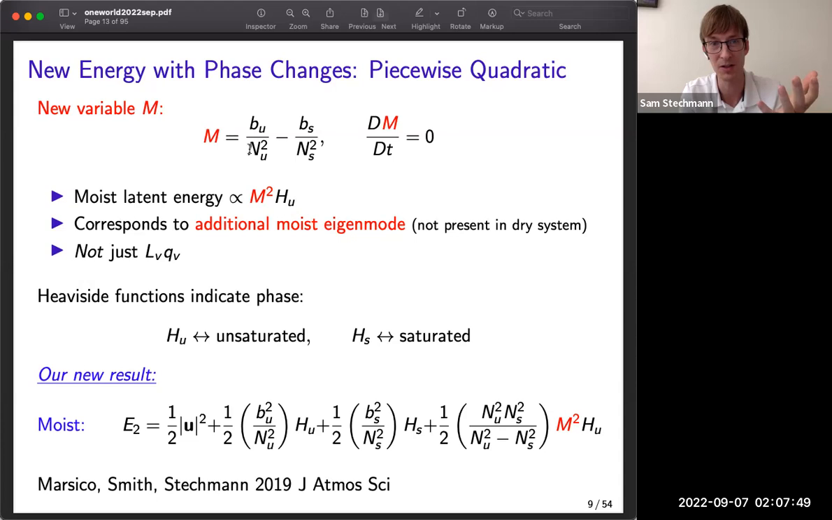And so this M squared is a weighted difference between the buoyancies. And you can define it in another way too, that'll come up later. And this quantity is material invariant. And so this piece is related to moisture, as I'll explain later, and you can view it as a latent energy, a moist latent energy. And I'll try to get to this a little later. And the reason it comes up is because there's more variables, and there's another eigenmode in the system. So over the next few slides, I'll try to say a little bit more about where this comes from, and what these different terms mean.